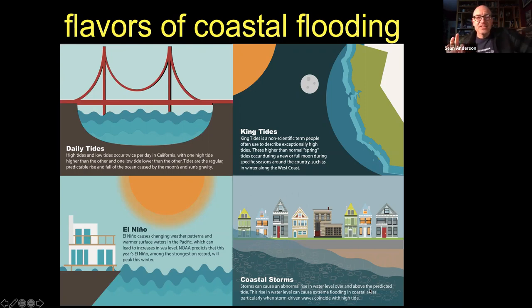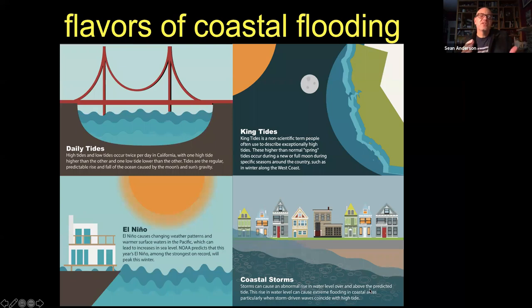The next thing, to the right, would be king tides. King tides, not a super technical term, but what we're talking about here are sort of the highest spring tides. And so these are the few tides of the year that are really, really strong and really, really high. And somewhere between daily tides and king tides is what I labeled in that last slide nuisance flooding, which is more of the kind of vanilla flooding, the kind of day in, day out, we expect this to happen, we're sure.